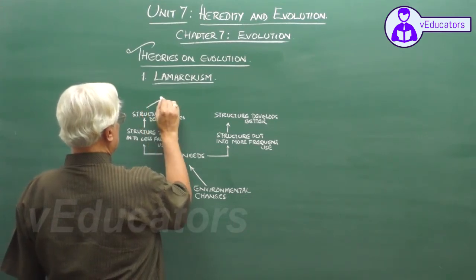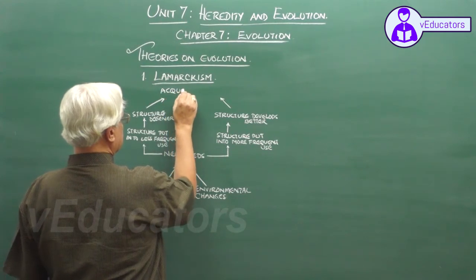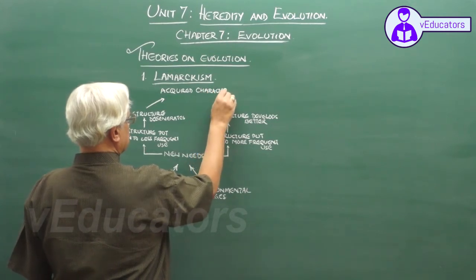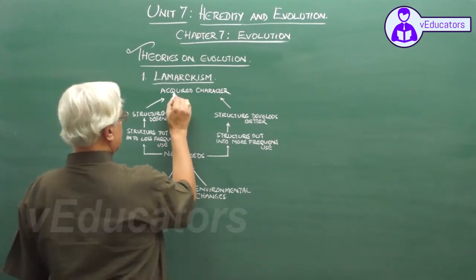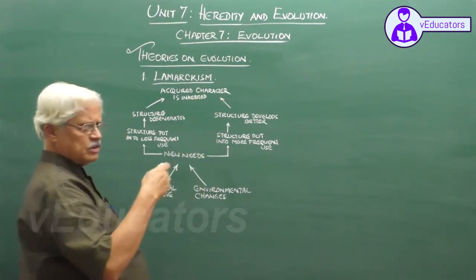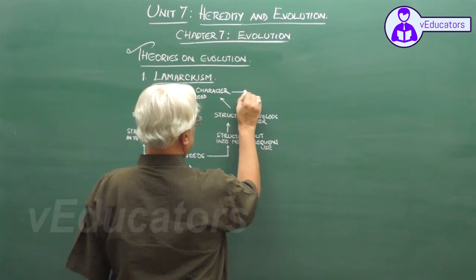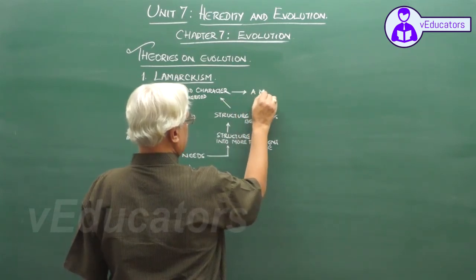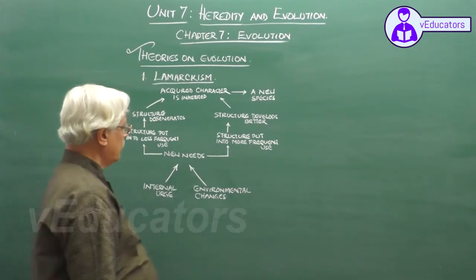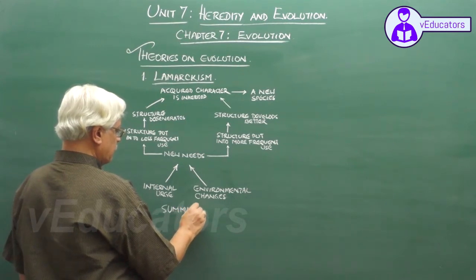So, this acquired character is inherited generation after generation, resulting in a change in the organism and ultimately the formation of a new species. So this is the summary of Lamarckism.